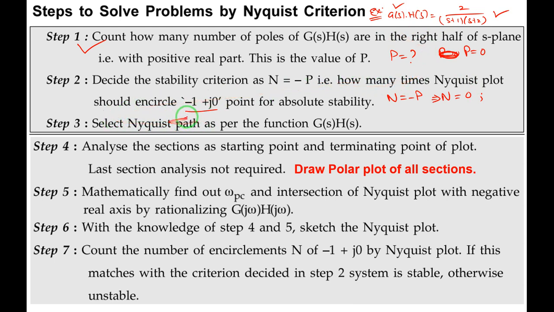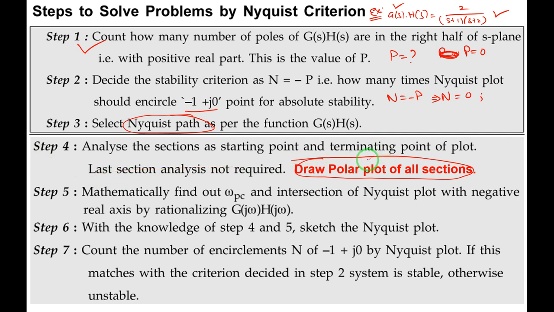Then next, select the Nyquist path. We know how to select the Nyquist path, diagrams 1, 2, 3, I told how to select it. After selecting the Nyquist path, identify the sections. Then the fourth step is to draw the polar plot of all the sections.